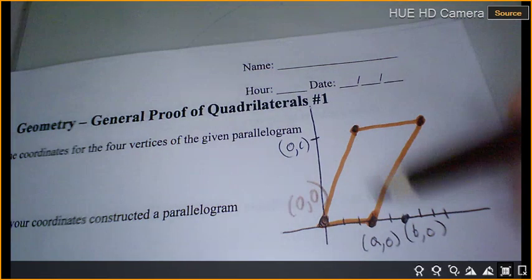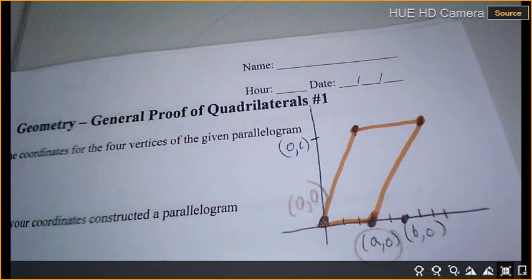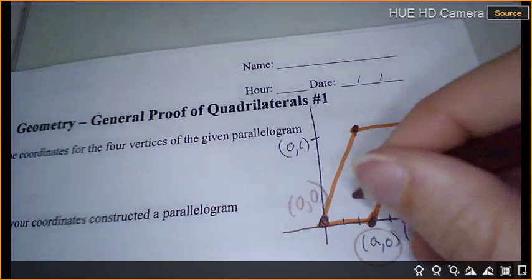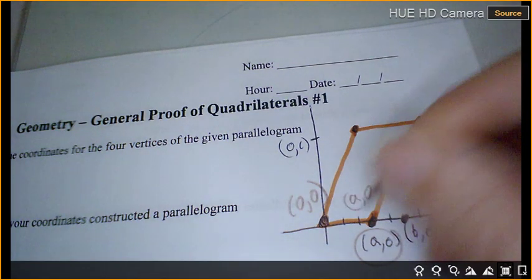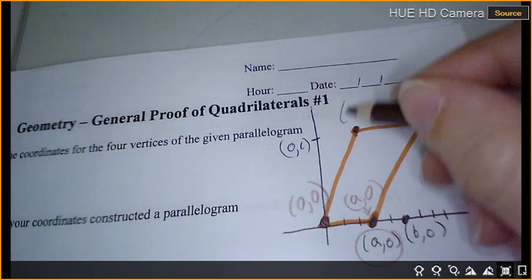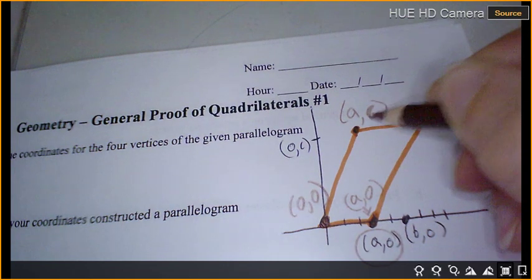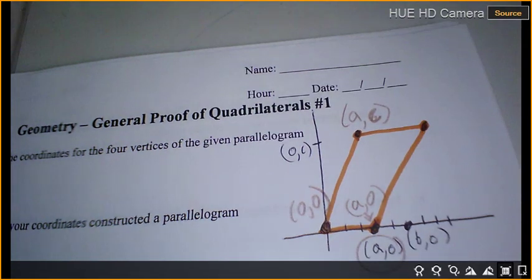This point right here is at A, 0. So this point is also at A, 0, this one. This point right here is at A, C. Everybody okay with that so far? It looks crazy, but you're okay with copying down what I've got down?